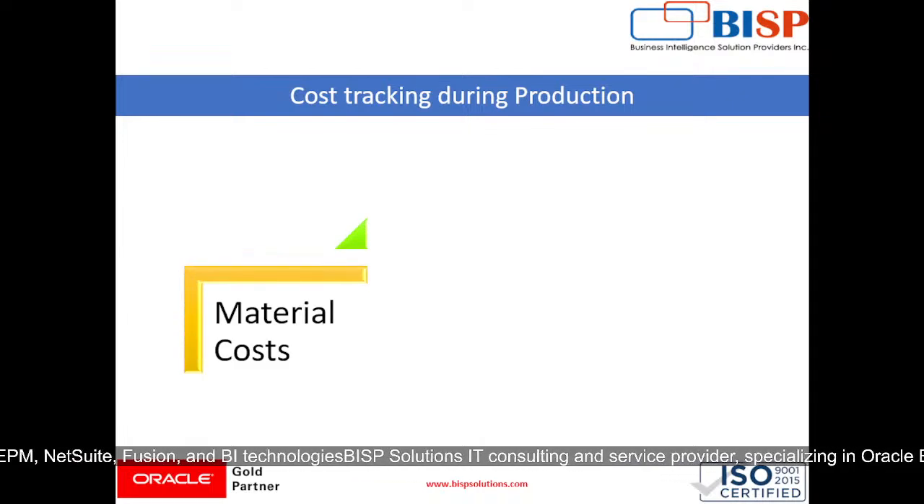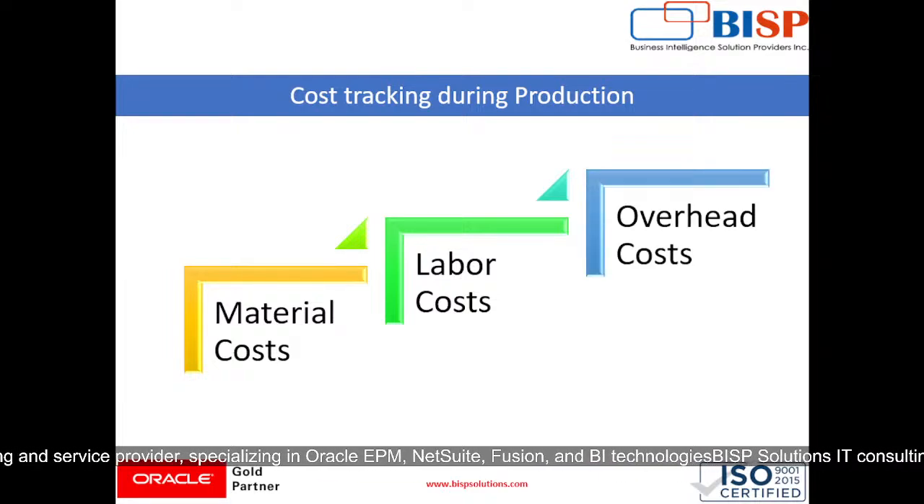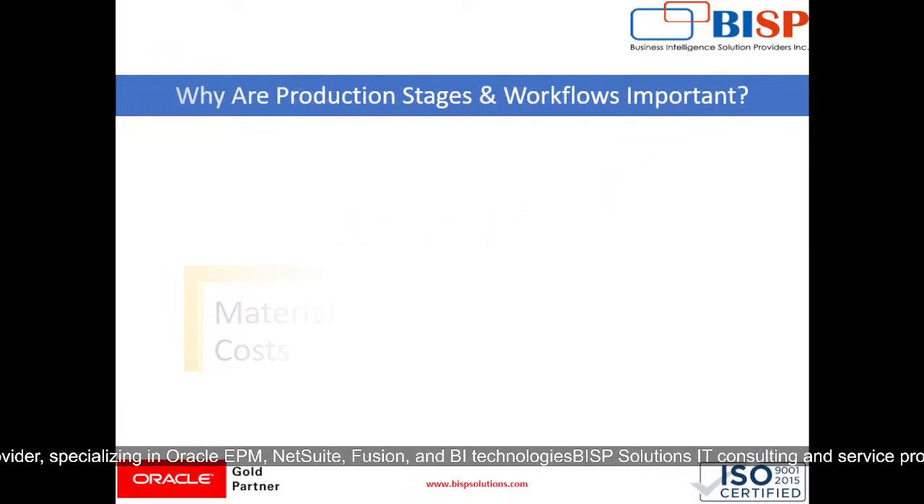Then cost tracking during production, where material costs are tracked, because we have to see whether it is in budget or not. Labor cost is also looked at, and overhead cost is also the same for cost tracking during production.